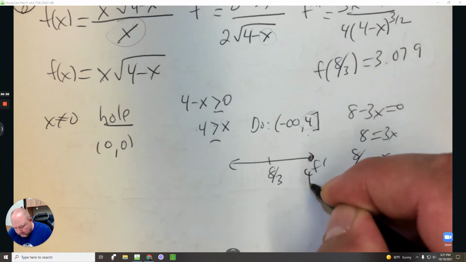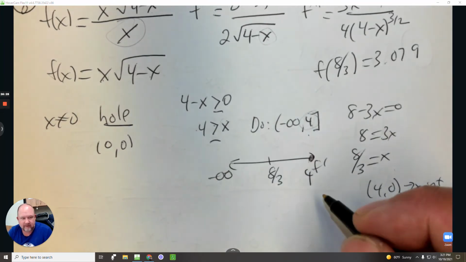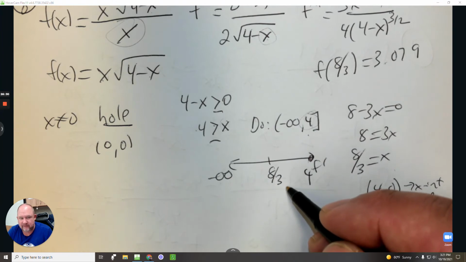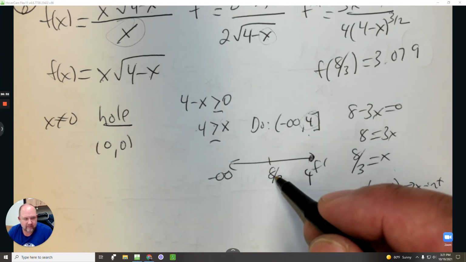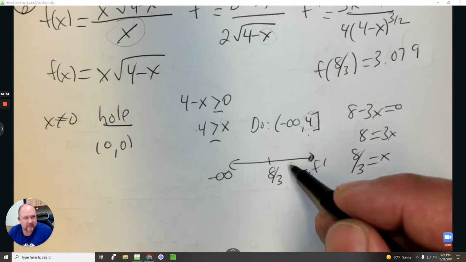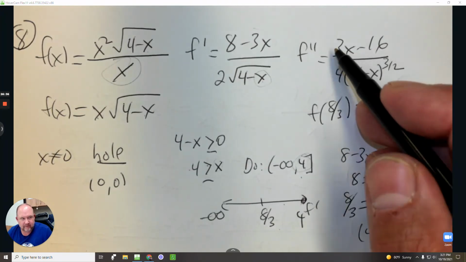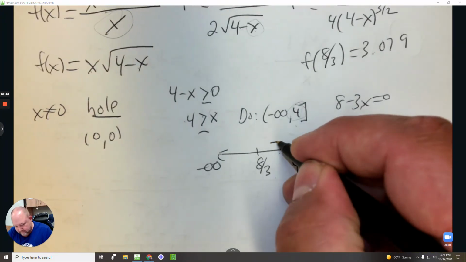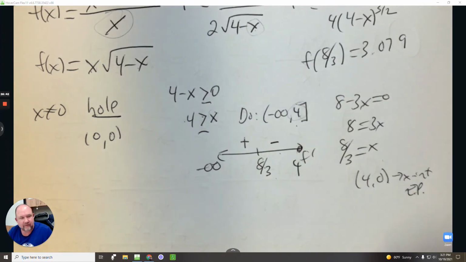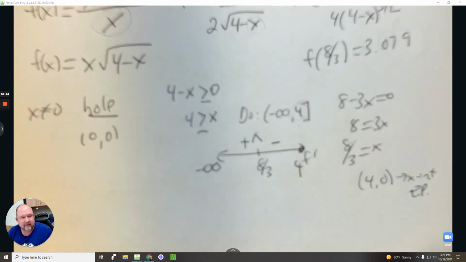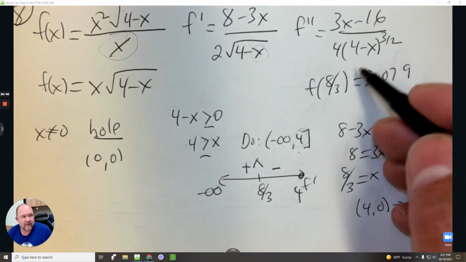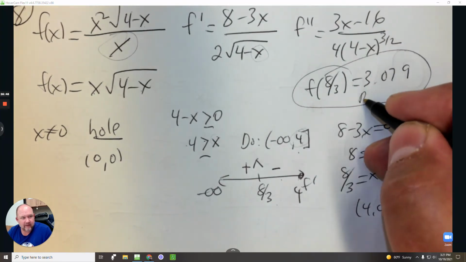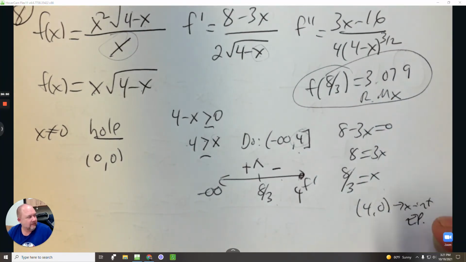So I just worry about here. So here's 4, and it goes to negative infinity. 8 divided by 3 is what? Not quite 3. So if I plug 3 into this derivative, I get a negative answer. And on the other side would be a positive answer. So at 8 over 3 is a maximum. So this is a relative maximum for the graph.